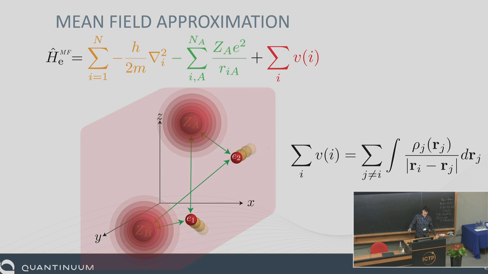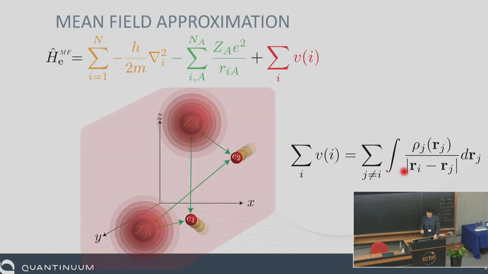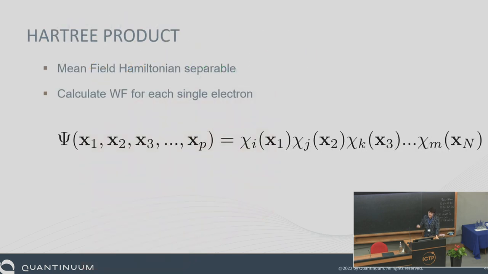So this basically gives you a three-dimensional plot of these electronic nuclear cusps. So now we have this term, which is essentially, if you notice, we've integrated out all the variables here. So once we have the density, it's just a constant. So let's assume we have the density for now. Then we can solve this mean field Hamiltonian with the separable methods that we had before.